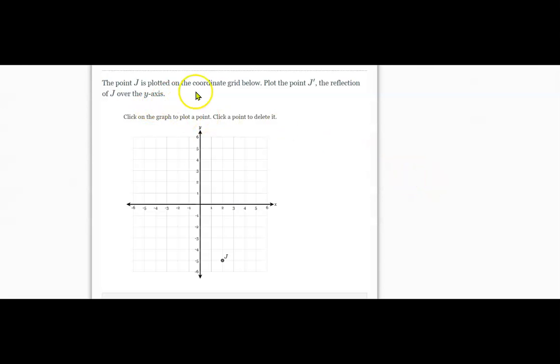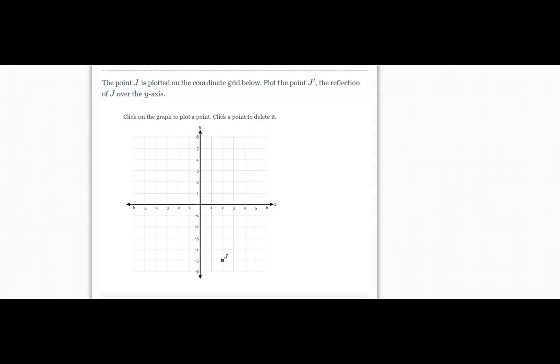So the point J is plotted on the coordinate grid below, right down here. And they want you to plot J prime, which is the reflection over the y-axis. And if you remember, going over the y-axis means you're moving left or right. This is the y-axis. So if you're reflecting over the y-axis, you will be equidistant, or of equal distance, from one direction to the other direction. So that's where we need to plot it.